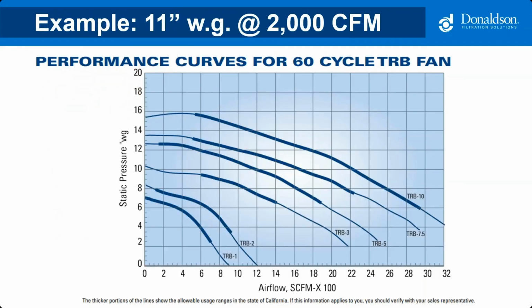All right, so fans are sized based upon the system's total static pressure and the required airflow. Let's say I need to size the fan for the recent project we had that we just reviewed, 11 inches of static at 2,000 CFM. When looking at the fan curve, what we would do is locate the static pressure of 11 inches and line that up with the required airflow of 2,000 CFM. And when we line those two factors up, we land on a TRB 10 on the fan curve. This means we would select a TRB 10, which is a 10 horsepower fan, where those lines intersect, as you can see on the slide.